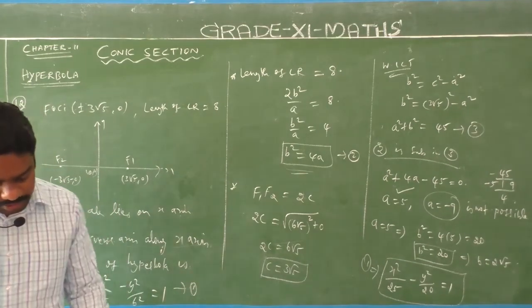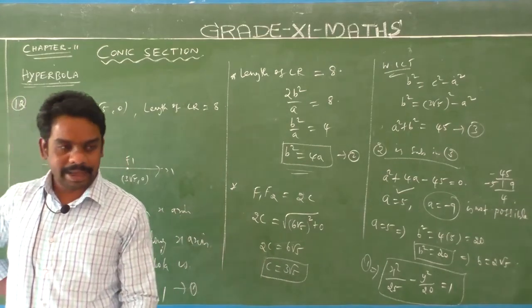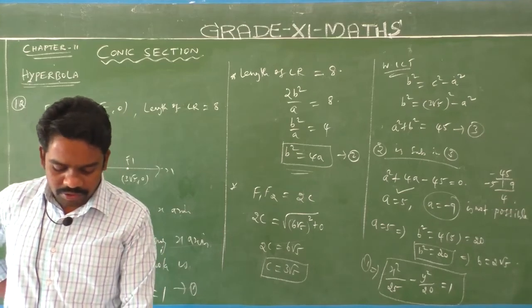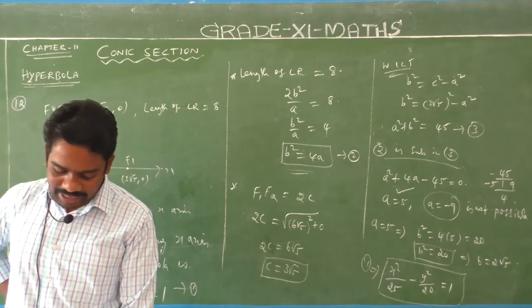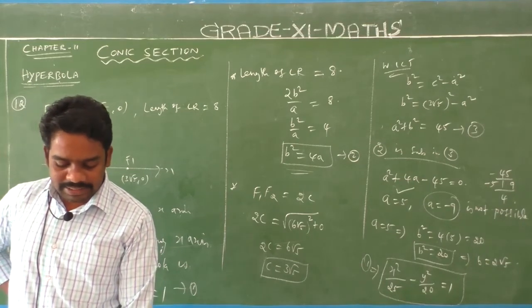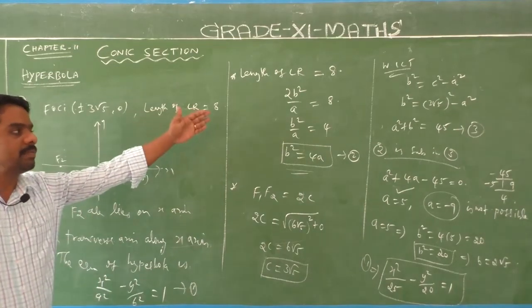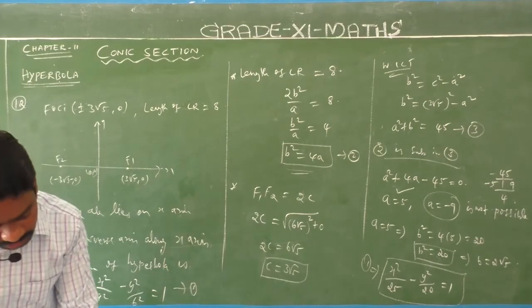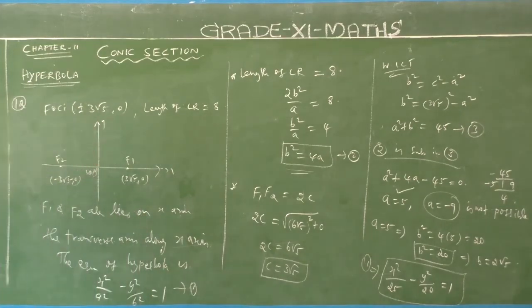Next, question number 13. Question number 13 is the same type as question number 12. The foci are plus or minus 4 comma 0, which lie on the x-axis, so the transverse axis is along the x-axis. The length of the latus rectum is 12, so 2b squared by a is equal to 12. Same type as question number 12, so solve this question. Question number 13 is homework.